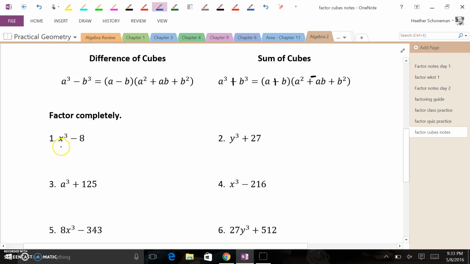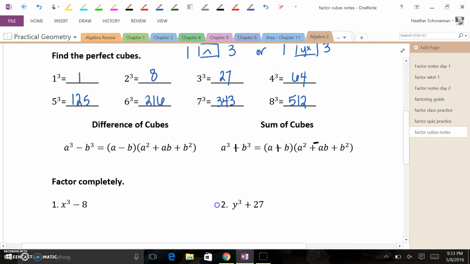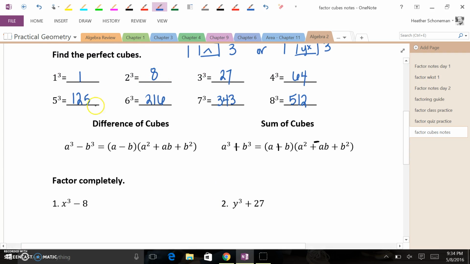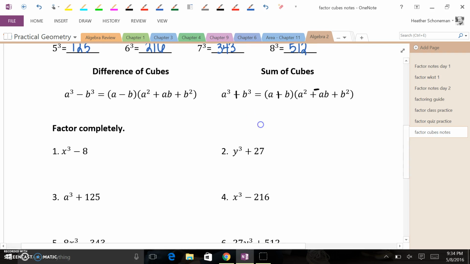Okay, so once you see that you have a binomial, you have a minus sign, and you can take the cube root of everything. I know I can take the cube root of 8 because it's right here on my list of perfect cubes. Alright, so I'm going to make my first parentheses. The cube root of x cubed is x, and I know I can take the cube root because this time I'm dividing the exponent by 3. Okay, the first sign matches what you have in the original problem. The cube root of 8 is 2.